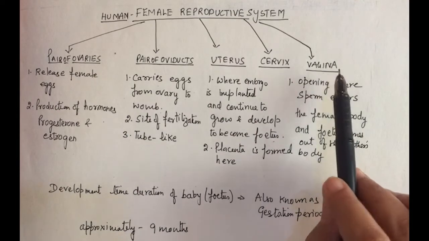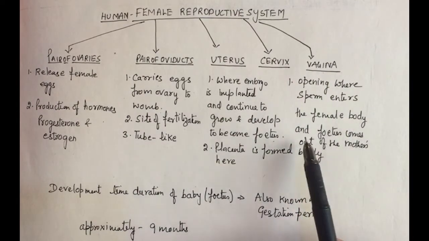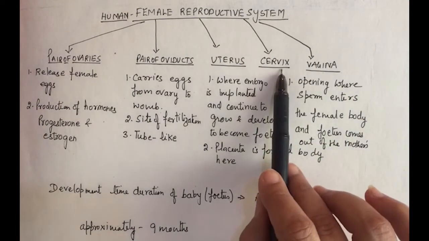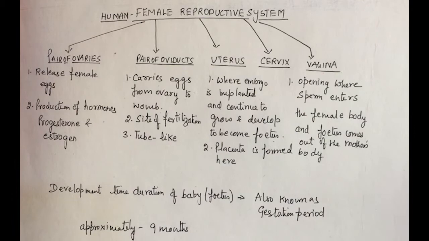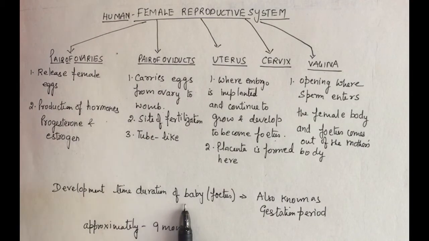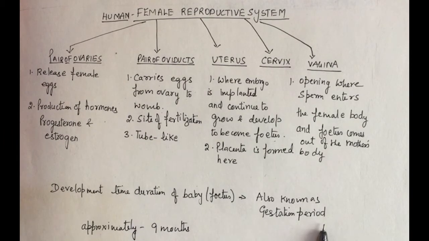Then the vagina, the opening where sperm enters the female body and fetus comes out of the mother's body. And cervix. Cervix is the end of the uterus, or you can say the start of the uterus after the vagina. And what is the development duration of the baby, that is the fetus, which is also known as the gestation period? It is approximately 9 months.